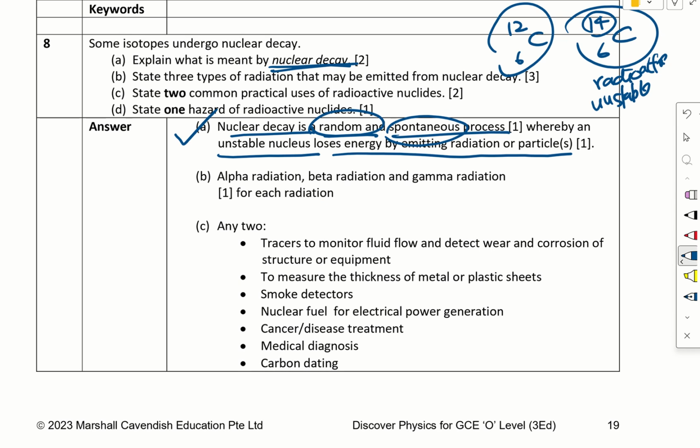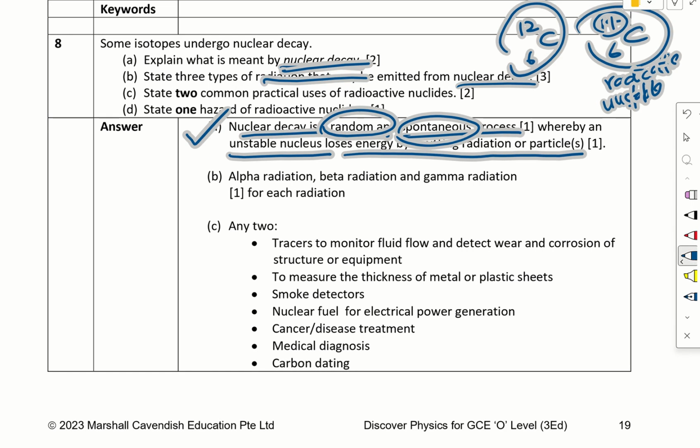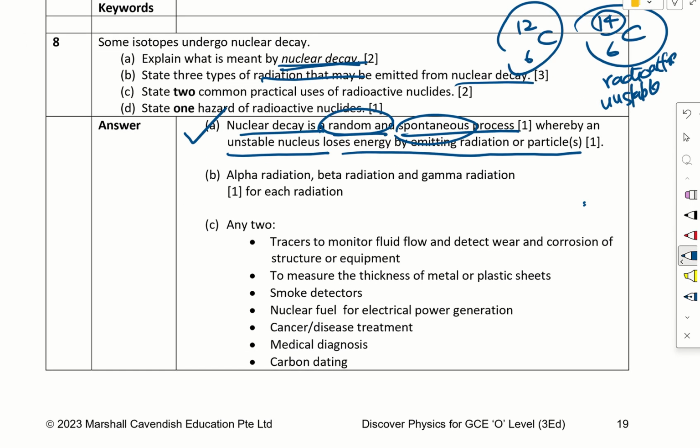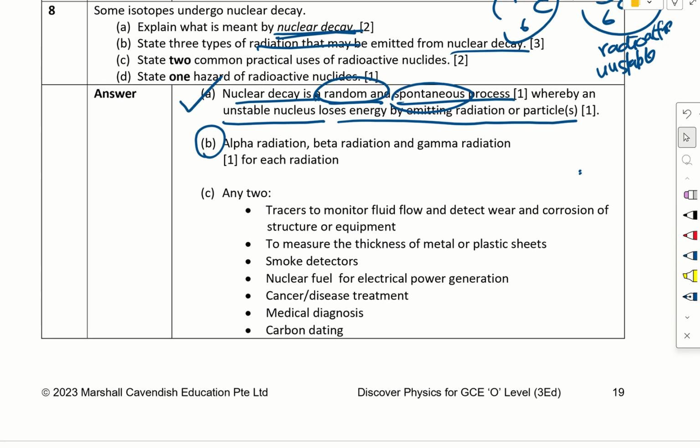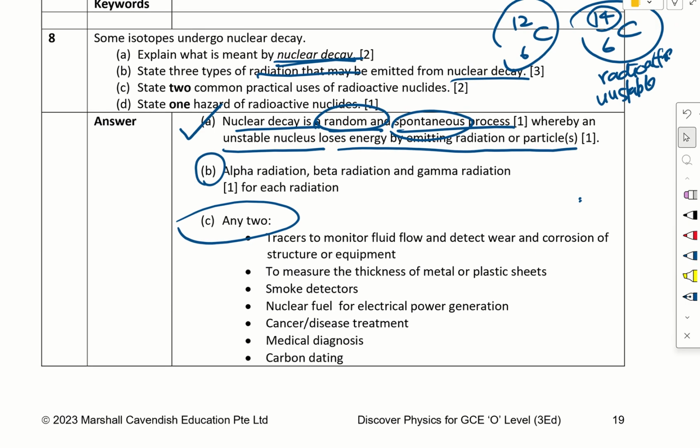Now state 3 types of radiation that may be emitted. It's your alpha, beta and gamma radiation. With this they can follow up with the penetrating power and ionization power. Now state 2 common practical uses of radioactive nuclides. Any 2, so you can get this from your notes. You need to spend some time to memorize.